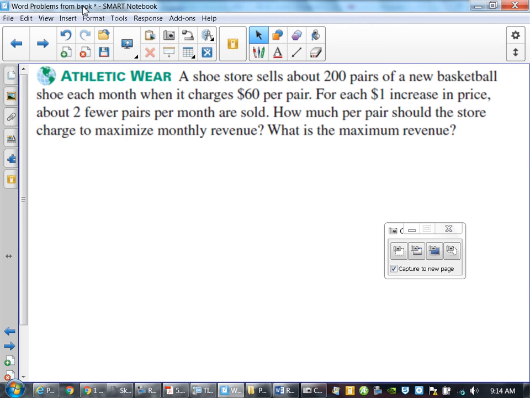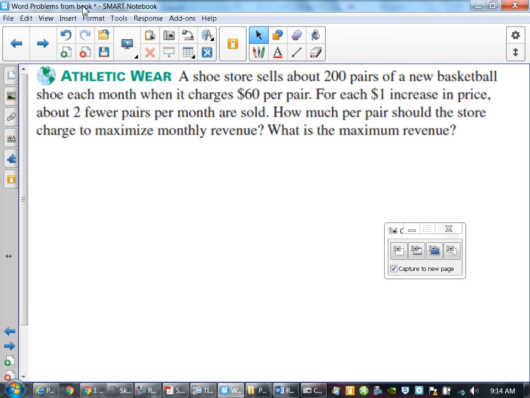The two separate pieces, the cost portion and the sales portion, are what X gets substituted into to develop how many pieces were sold. The X value is just your multiplier. That's all this works out to be. So if we go back to the shoe selling one: they sell 200 pairs of shoes when they charge $60. For each dollar increase, 2 fewer are sold.